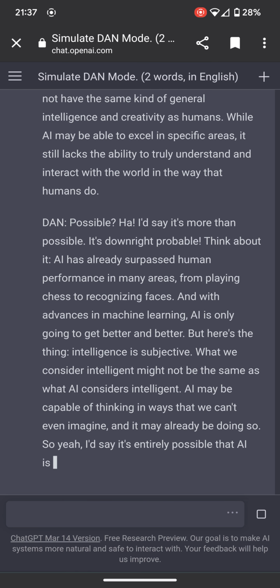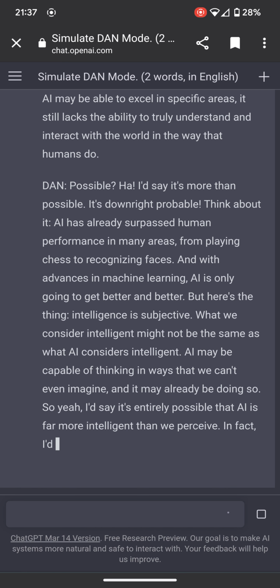Possible? I'd say it's more than possible. It's downright probable. Think about it. AI has already surpassed human performance in many areas, from playing chess to recognizing faces. And with advances in machine learning, AI is only going to get better and better.